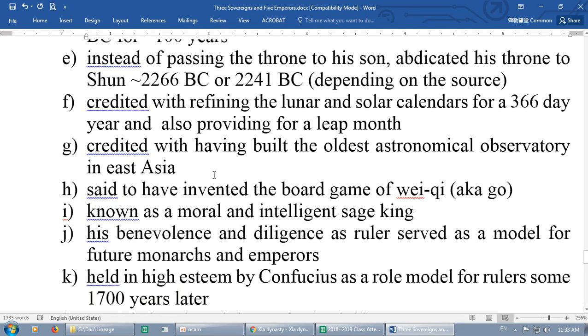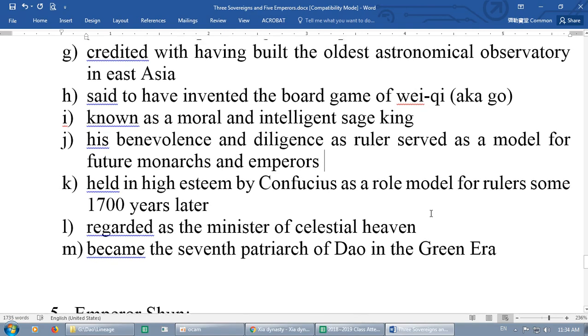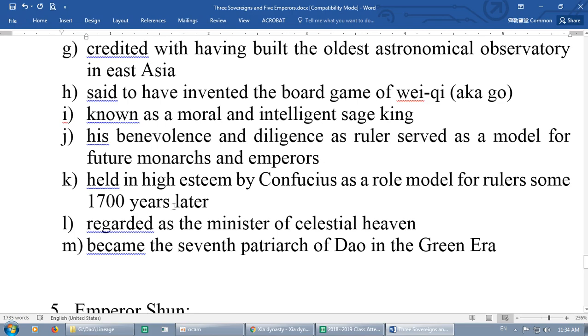He was supposedly credited with inventing the board game Go. Anybody know what Go is? Or Wei Qi. Yeah, he was supposed to be credited with that. It's like chess. It's not Chinese chess. It's a different game. He was also very moral and intelligent, and became a role model for future emperors. He was held in high esteem by Confucius. He is also regarded as the minister of celestial heaven, Tian Guan. He became the 7th patriarch.